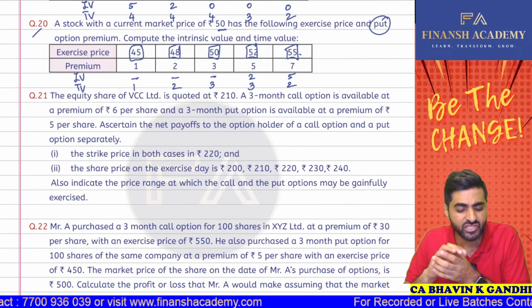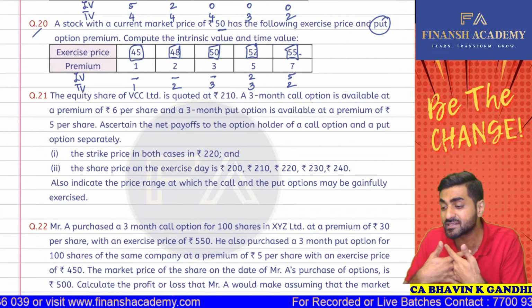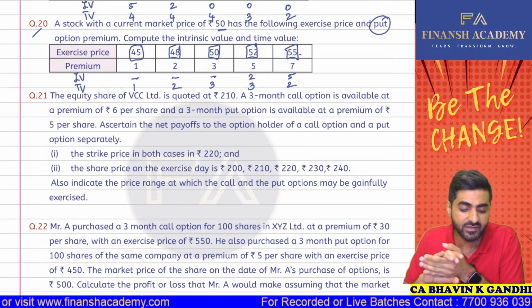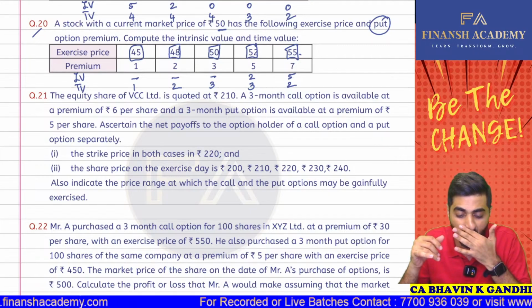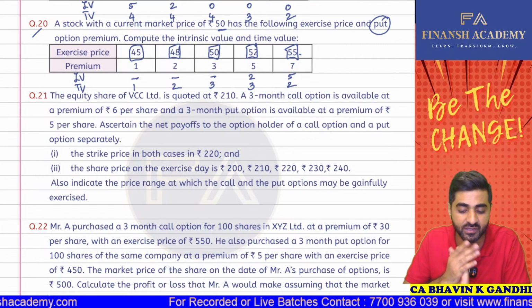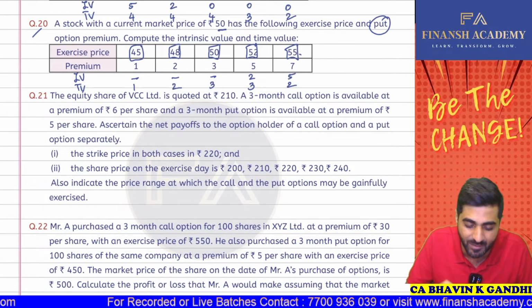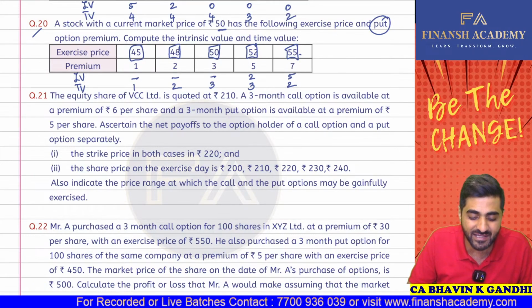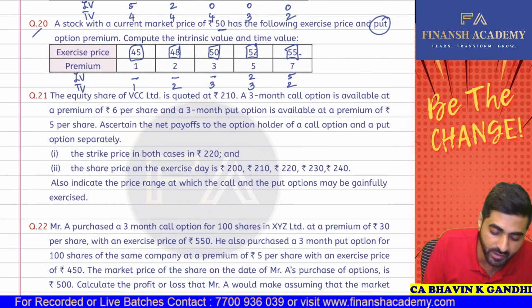An equity share of VCC is quoted at 210. A 3-month call is available at a premium of rupees 6 per share and a 3-month put is available at a premium of rupees 5. Ascertain the net payoffs to the option holder of a call and a put option separately. The strike price in both the cases is 220 and the share price on the exercise day is 200, 210, 220, 230 and 240. Okay.